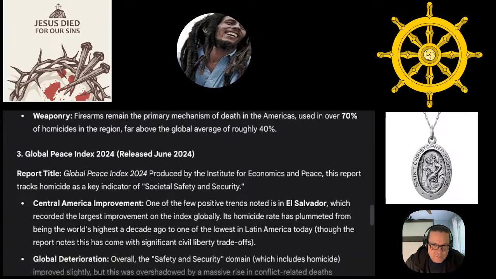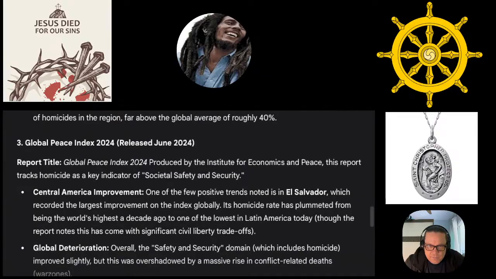So it says Central America improvement. One of the few positive trends noted is in El Salvador, probably after President Bukele became president, which recorded the largest improvement on the index globally. Its homicide rate has plummeted from being the world's highest a decade ago, to one of the lowest in Latin America today, though the report notes this has come with significant civil liberty trade-offs.